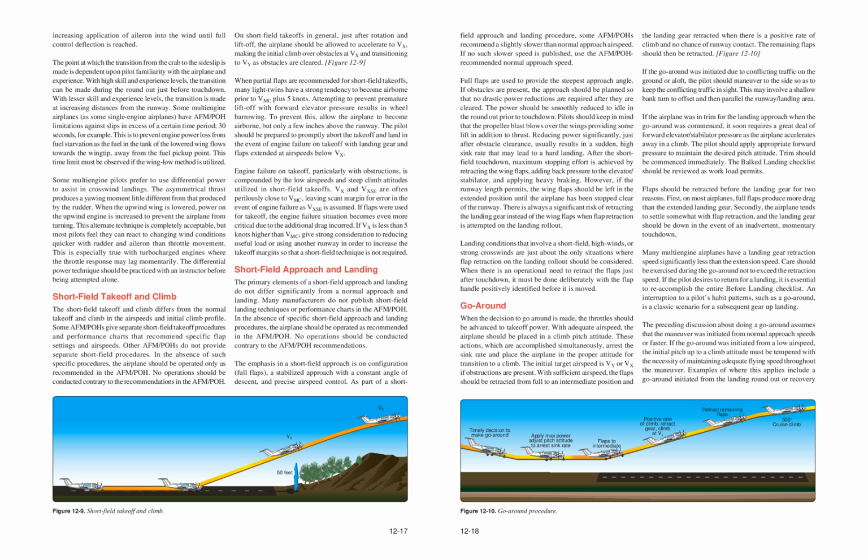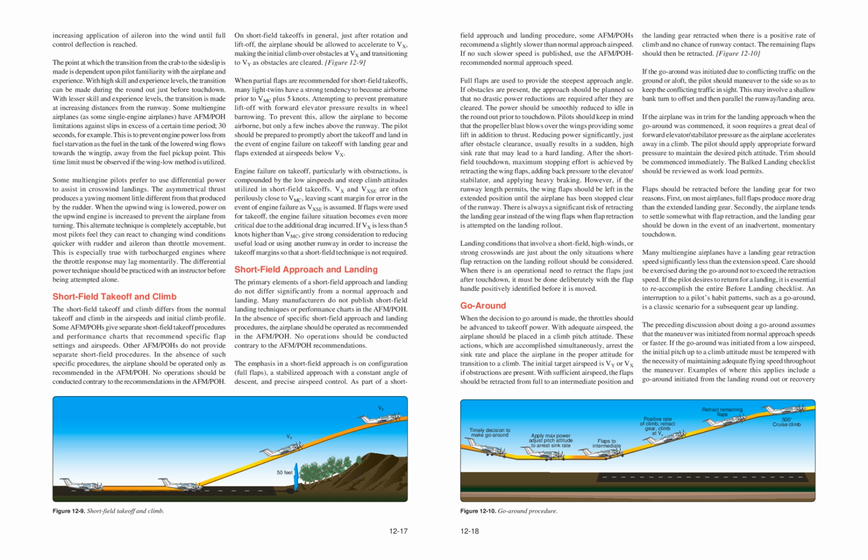Figure 12.10. If the go-around was initiated due to conflicting traffic on the ground or aloft, the pilot should maneuver to the side so as to keep the conflicting traffic in sight. This may involve a shallow bank turn to offset and then parallel the runway/landing area. If the airplane was in trim for the landing approach when the go-around was commenced, it soon requires a great deal of forward elevator/stabilator pressure as the airplane accelerates away in a climb. The pilot should apply appropriate forward pressure to maintain the desired pitch attitude. Trim should be commenced immediately. The balked landing checklist should be reviewed as workload permits.